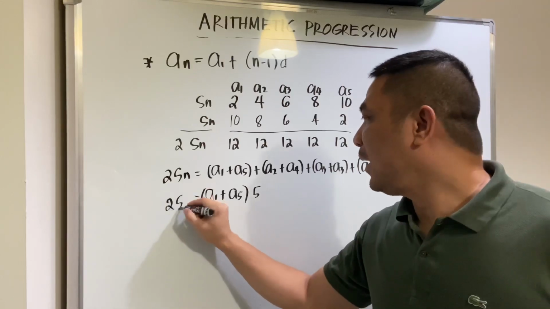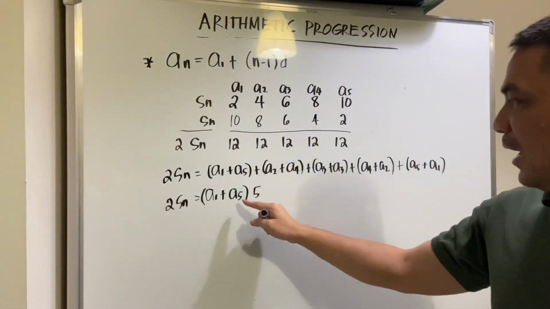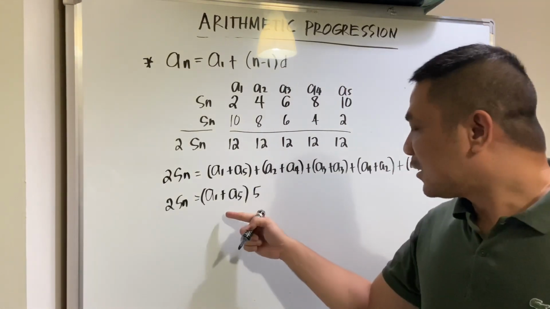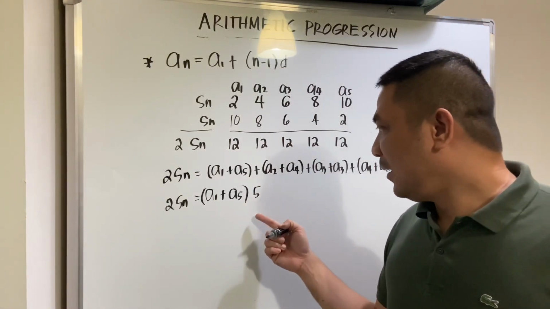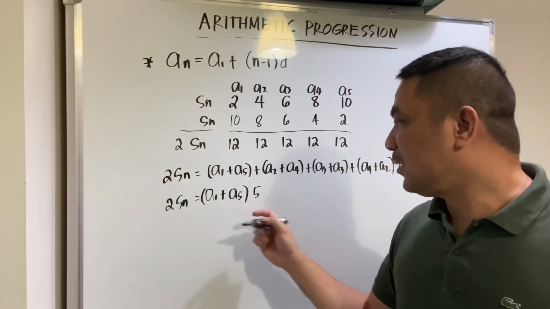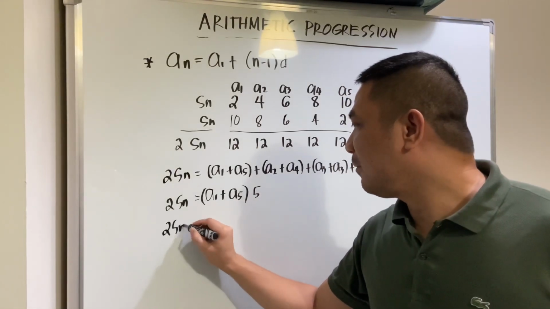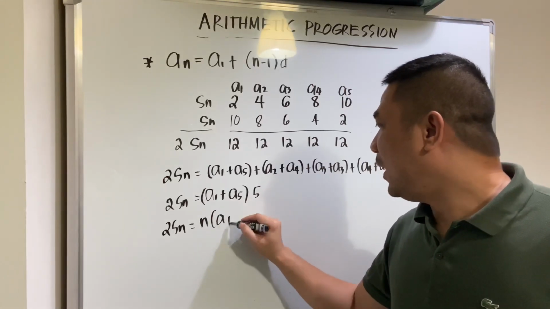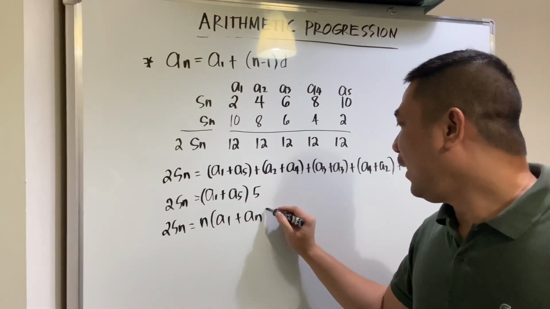So 2Sn. A5 here is technically the last term, so we can express this in terms of the last term and the number of terms. So we have 2Sn is equal to n, which is 5, times A1 plus An.